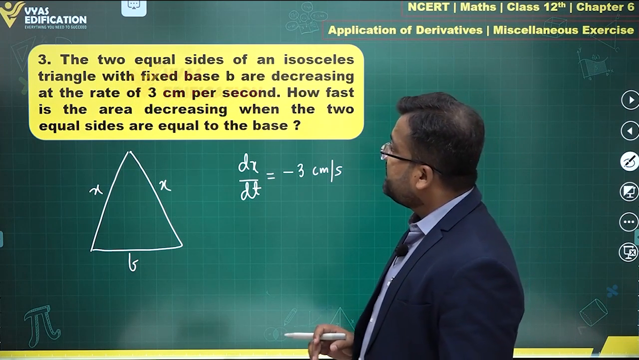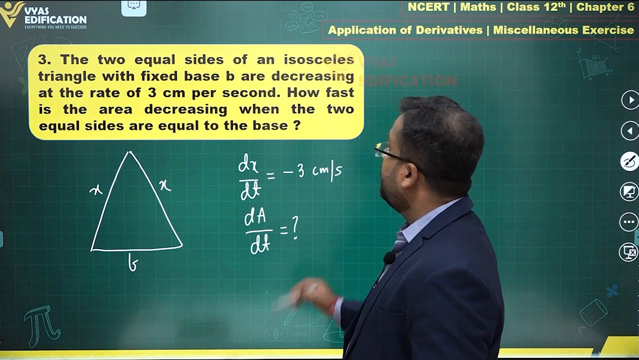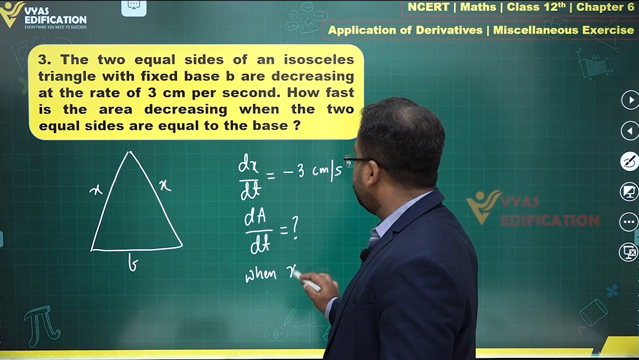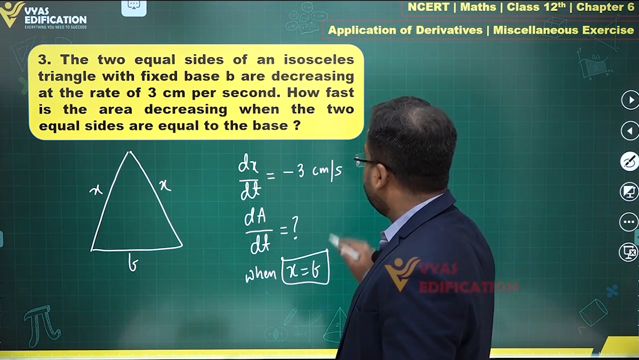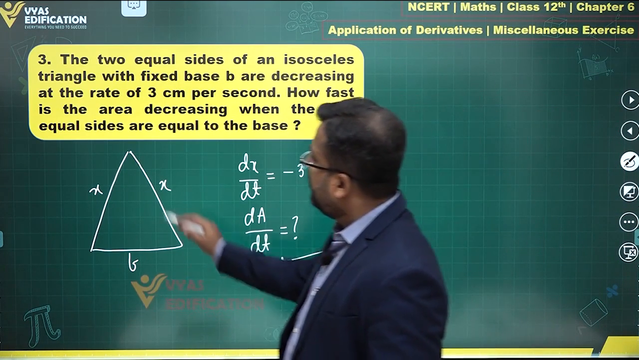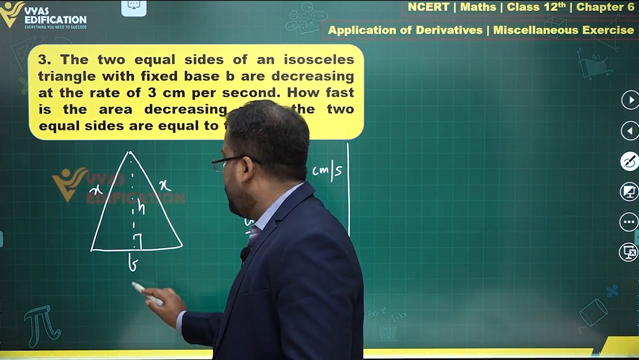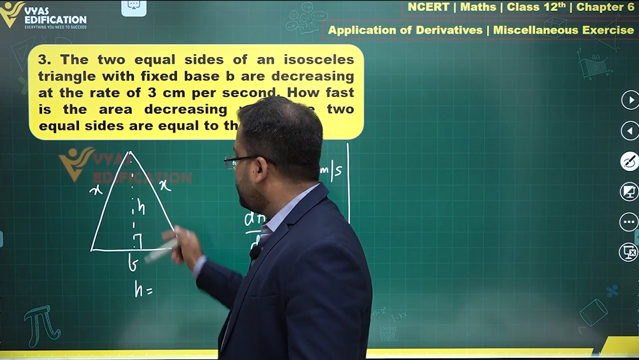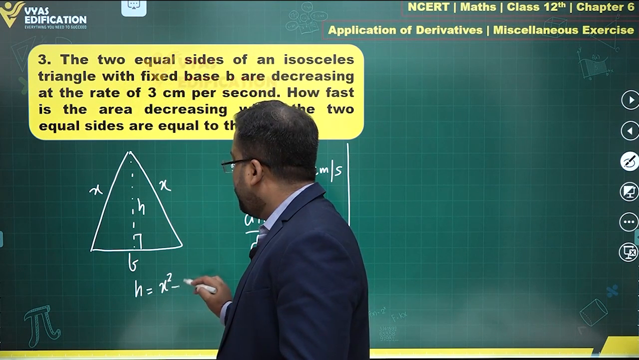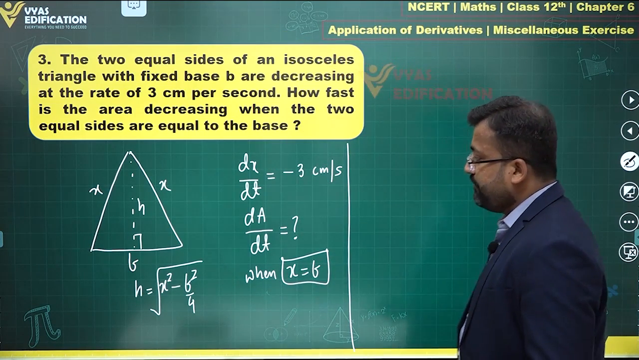How fast is the area decreasing? dA by dt is the question mark, when the two equal sides are equal to the base, when x is equal to b. That's the question that we have over here. So what is the area of this triangle? For area we need this height. Height will be, with x as the hypotenuse, height square plus b by 2 whole square equals x square. So the height is the square root of x square minus b square upon 4.